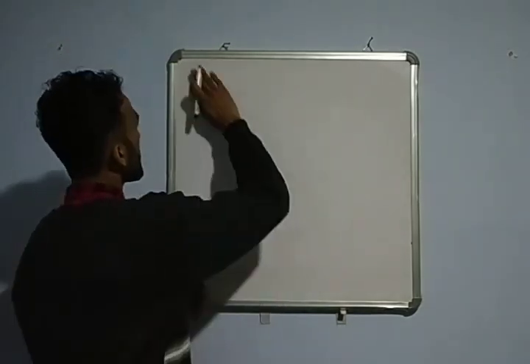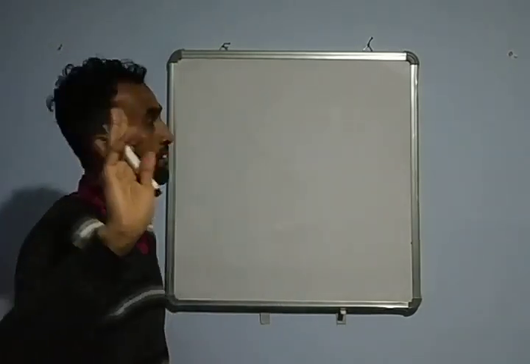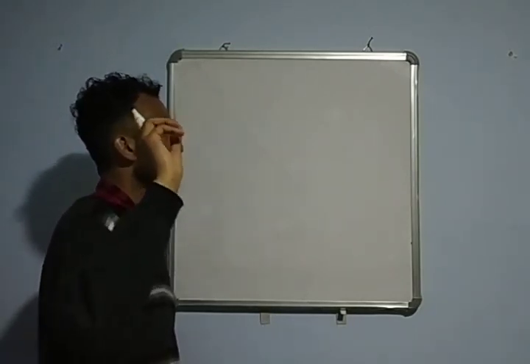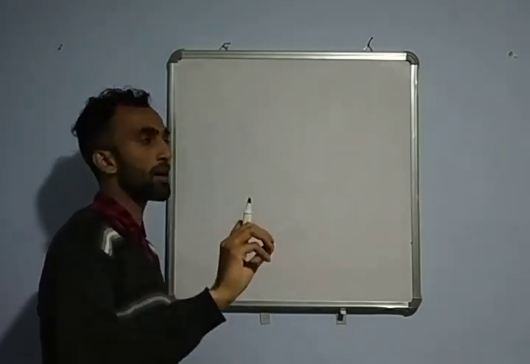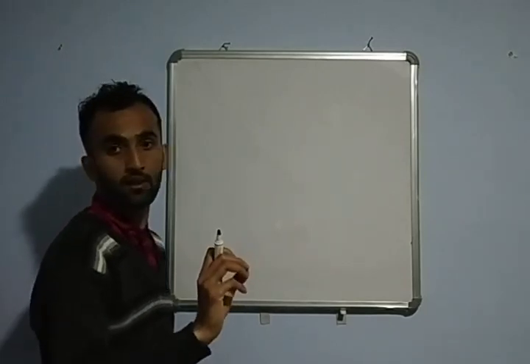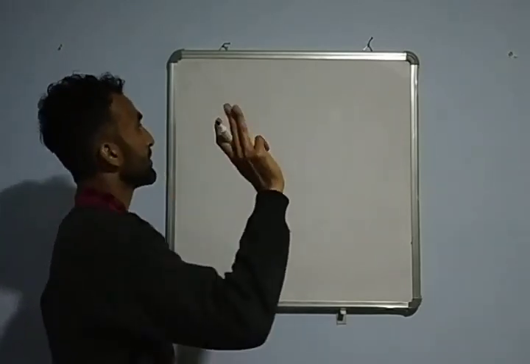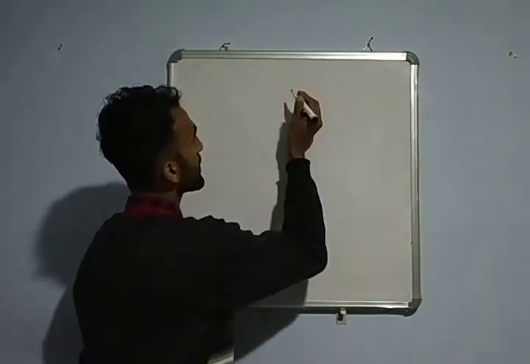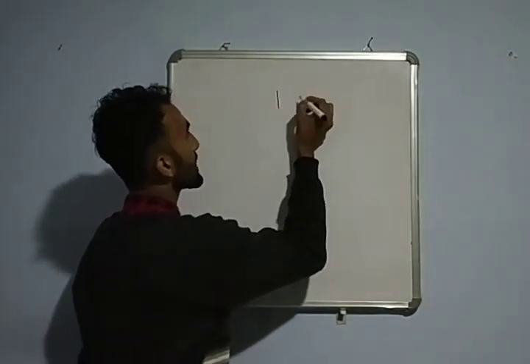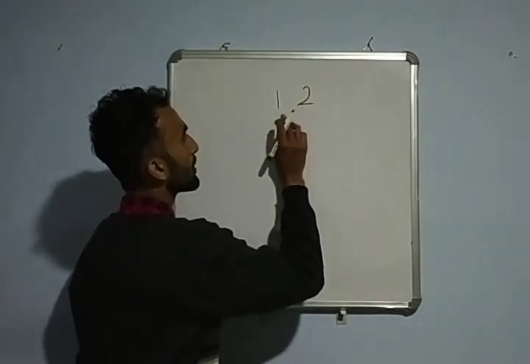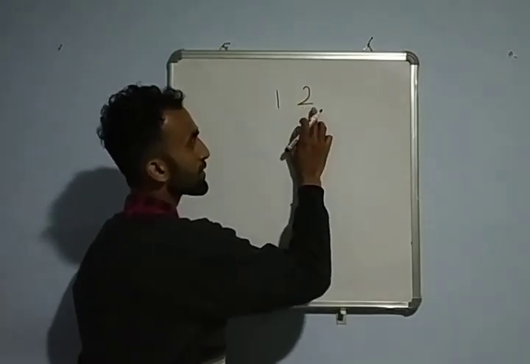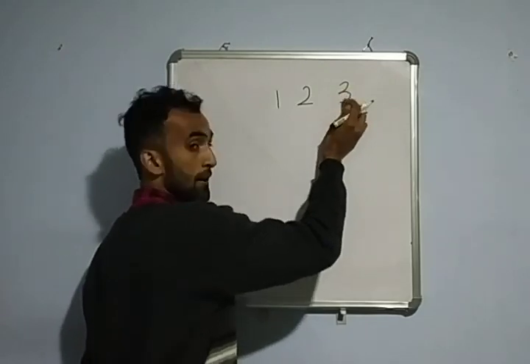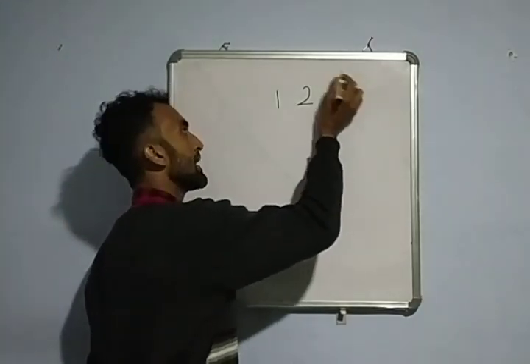Now, remember there are 3 points: x1, y1, x2, y2, x3, y3. So for x also there are 3, and for y also there are 3. So, remember, after 1 comes 2, and after 2 comes 3, and after 3 comes not 4, again 1.